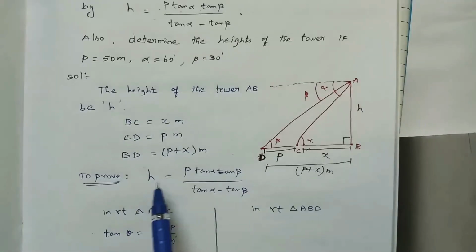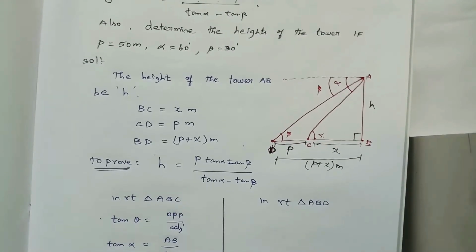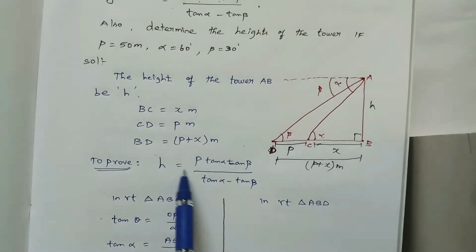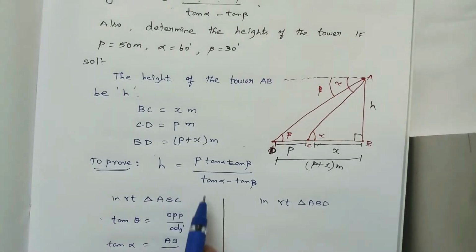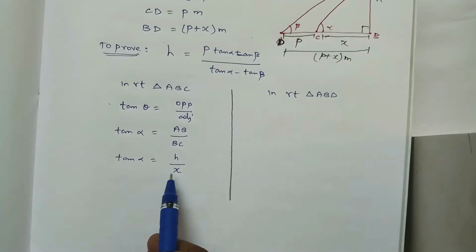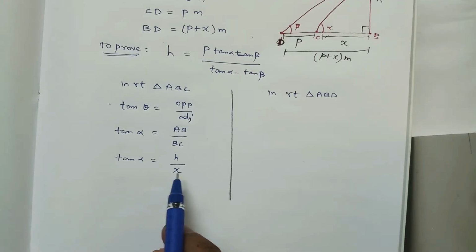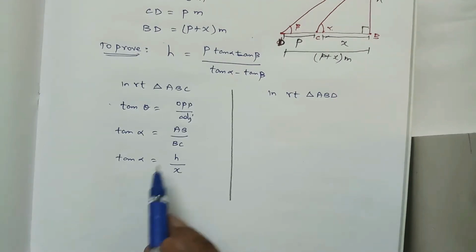See the proof. What is there? H and P alone we are having. That x is not there, right? So we have to find the value of x in terms of h. So x alone is not needed, h is needed. So we are finding x in terms of h. Just keep that in your mind.